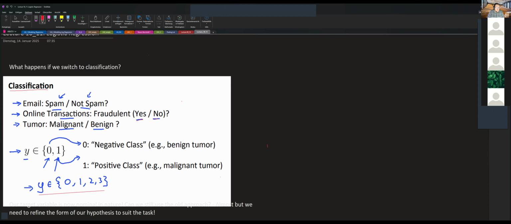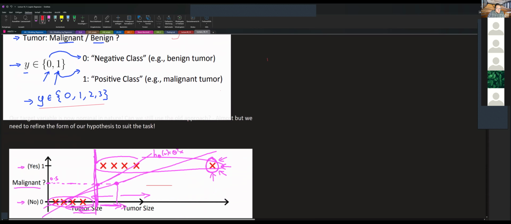Now, these three examples are examples of binary classification, which just means that we have only two classes. You can imagine we have two buckets and a model that needs to select: either it's this bucket or that bucket. So this is binary classification.